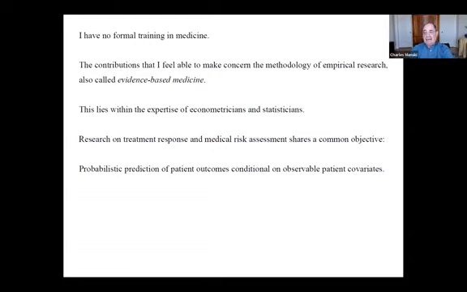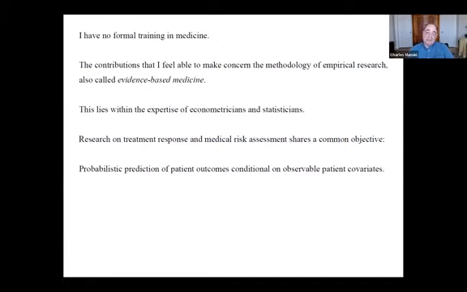It's because even though I, and probably most of you as economists, don't have background in medical research, I think many of us are well equipped to talk about the methodology of empirical research, what's called evidence-based medicine in that literature, because this really does lie within the expertise of econometricians and statisticians. If you abstract from the medical applications and think about what's actually going on in medical research on treatment response, medical research on risk assessment, like what's the chance I will get a disease and so on, there is this common objective that you want to do probabilistic prediction of outcomes conditional on observed covariates. Here I talk about patient outcomes conditioning on observed patient covariates.